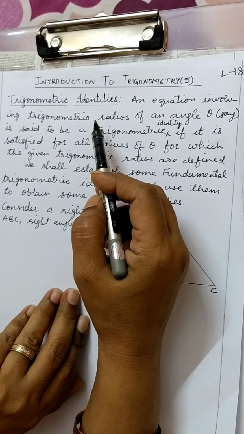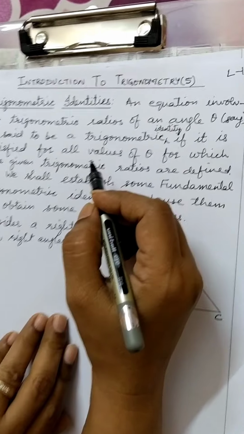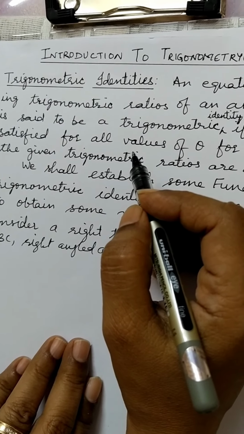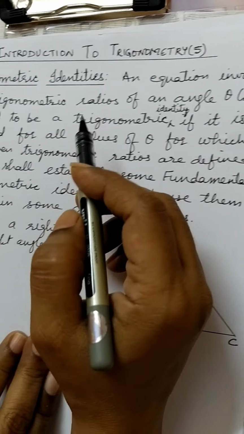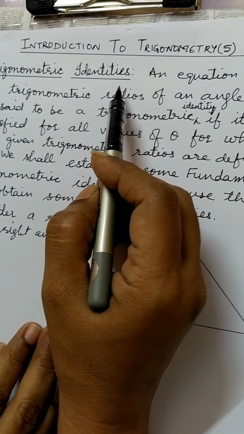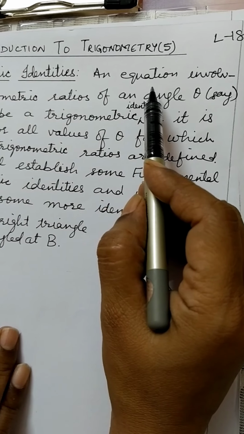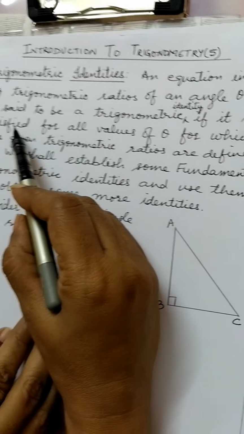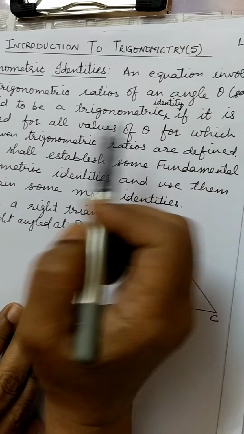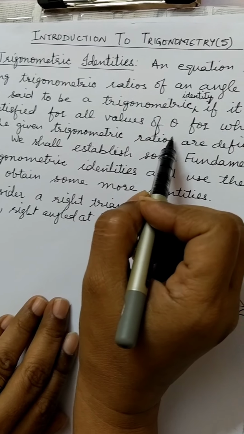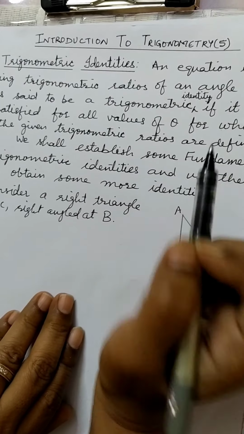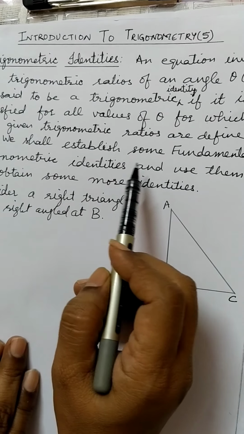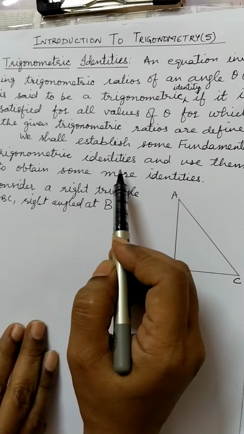What is an identity? An equation is called an identity if it is true for all values of the variable or variables involved. Similarly, trigonometric identities we can define as an equation involving trigonometric ratios of an angle theta. It is said to be a trigonometric identity if it is satisfied for all values of theta for which the given trigonometric ratios are defined.